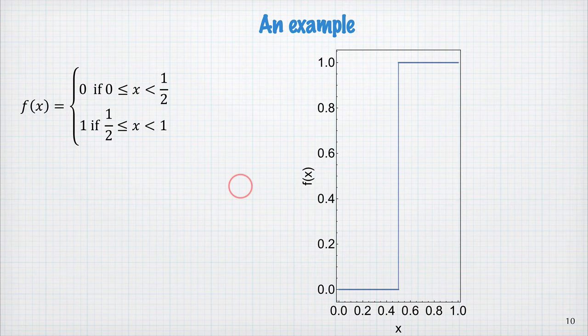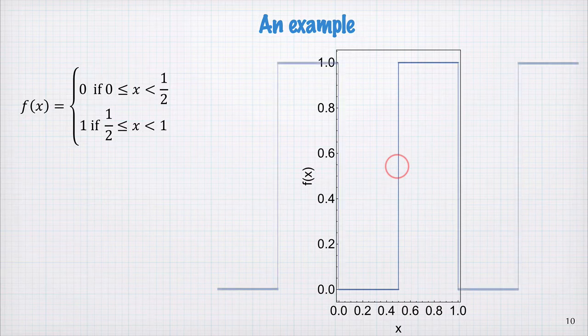So let's do an example. This is the function we're going to analyze and find the Fourier series of. It's kind of a square wave. It starts at 0 and then jumps up to a value of 1. So there's a discontinuity here. And this will be periodic when we calculate our Fourier series, and so the function will continue on like this.